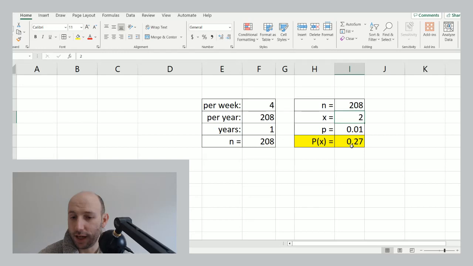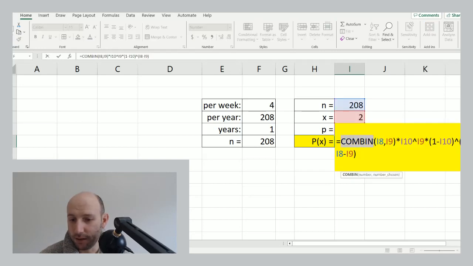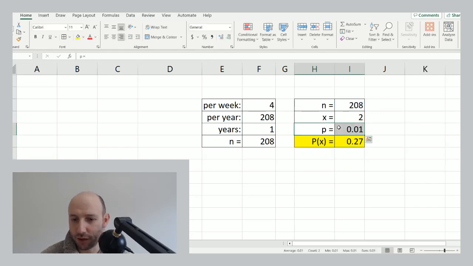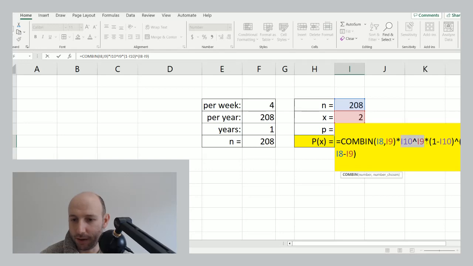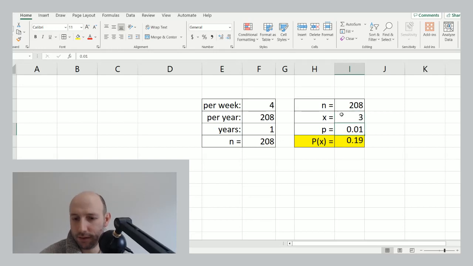27%. And the function here, combin, that's the Excel function for the choose function. It's called combin in Excel. We have n choose x. This is the cell with our probability of success during one trial, right? p to the power of x times 1 minus p to the power of n minus x. All right, so if we put in a 3, 19% chance that they meet 3 people.